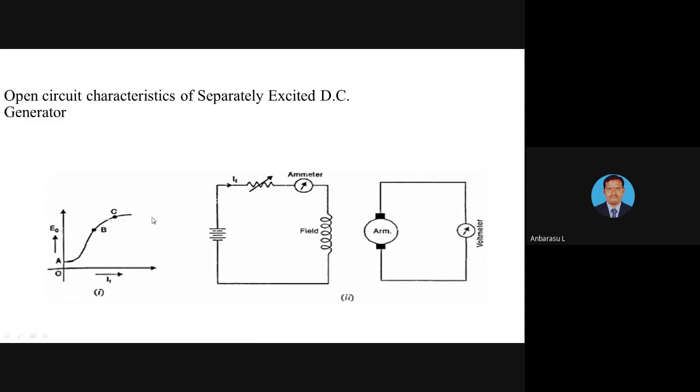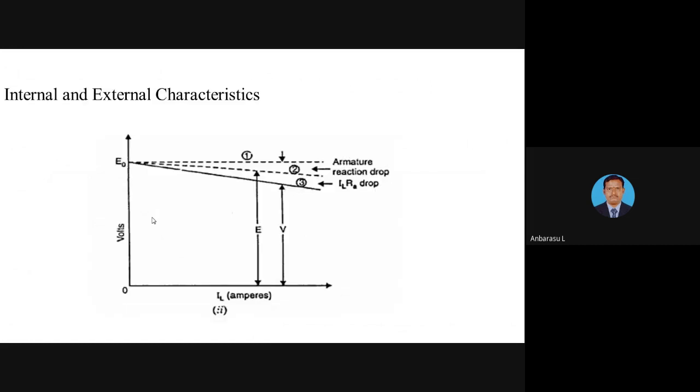This is called an open circuit characteristics curve. So, internal and external characteristics curve. After we generate the rated voltage, it is a dotted line, the no load EMF, it is a dotted line. We can connect the load across the armature winding. Some voltage is dropped due to the armature reaction drop. It is an internal drop, armature reaction drop. So due to armature reaction drop, some induced EMF is reducing. Then the third curve indicates the IA RA drop, armature drop.